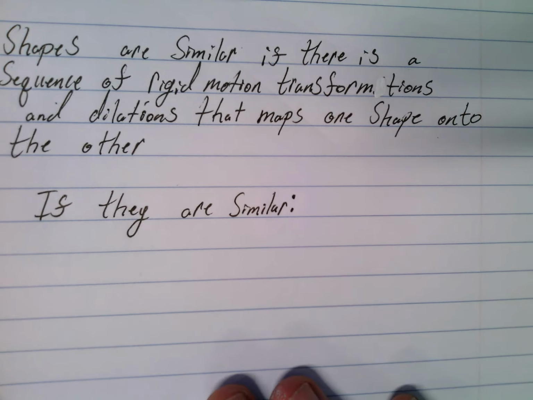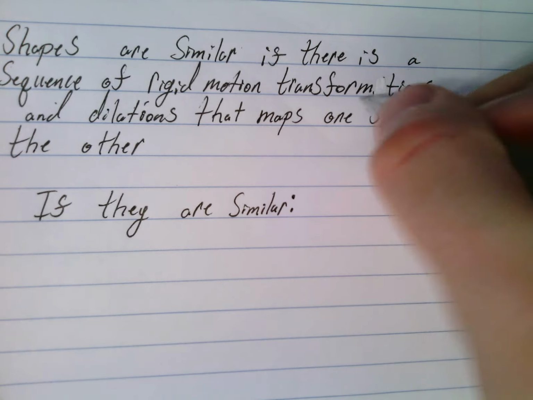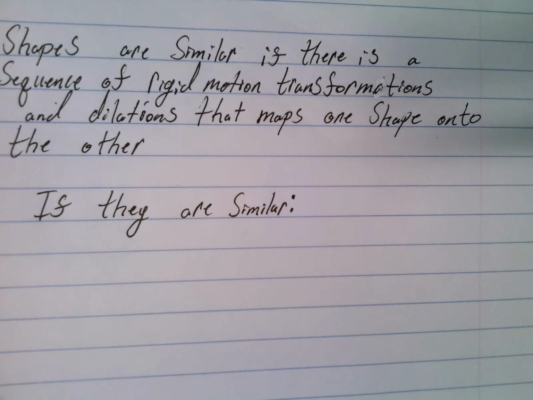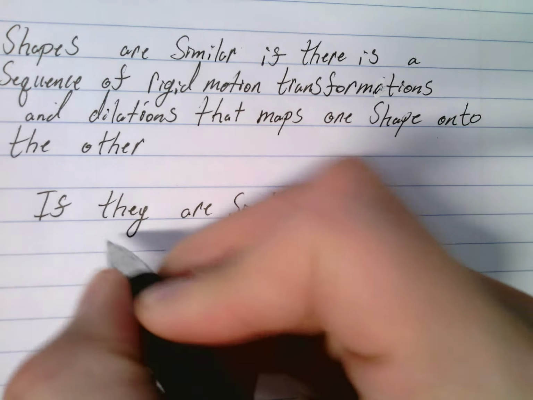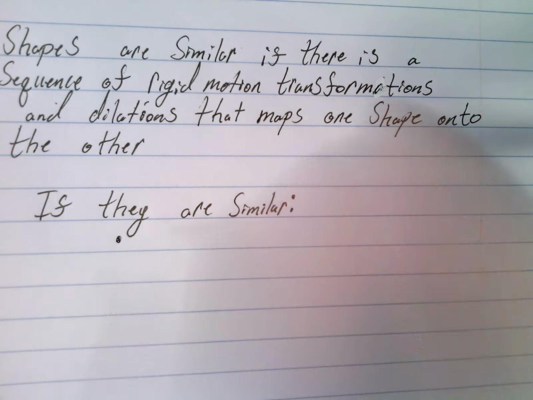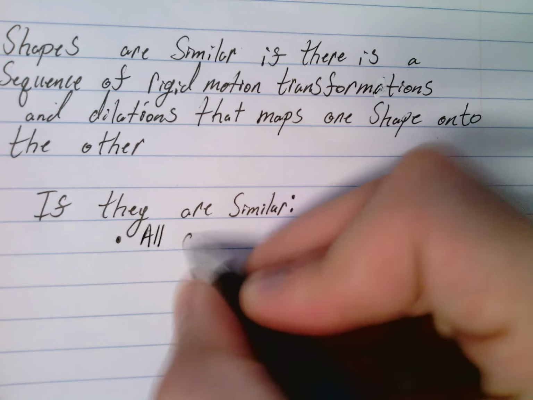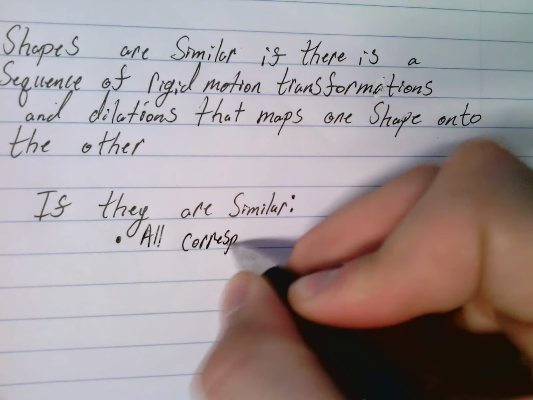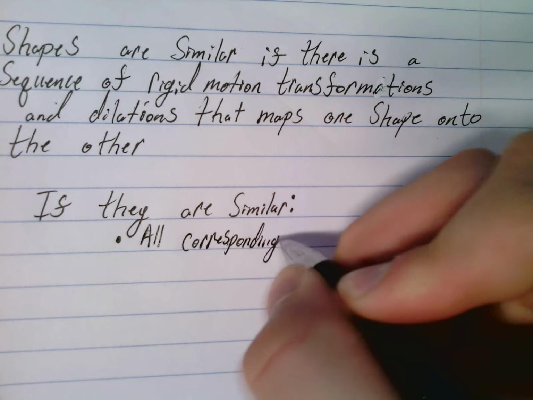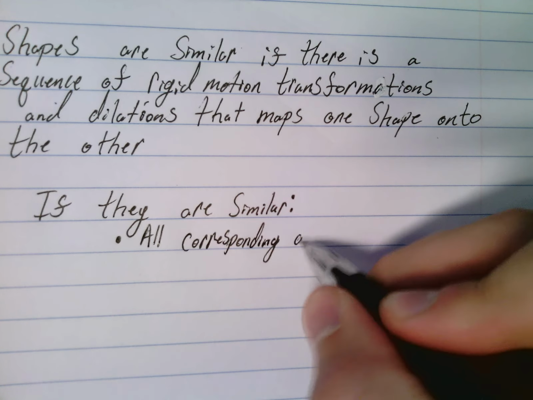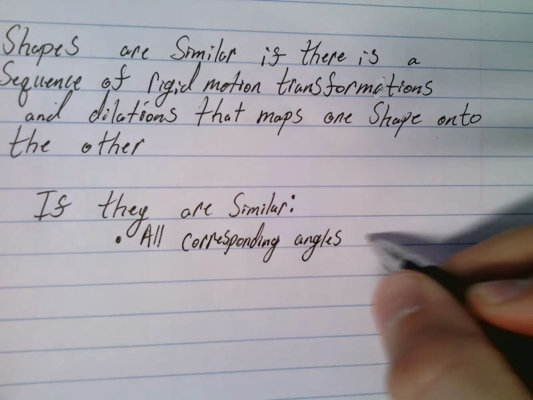Okay, so yesterday we said to prove shapes are similar, we need a sequence of rigid motion transformations and dilations that map one onto the other. If they are similar, now we can start talking about those things that you guys were saying. All corresponding angles are congruent.